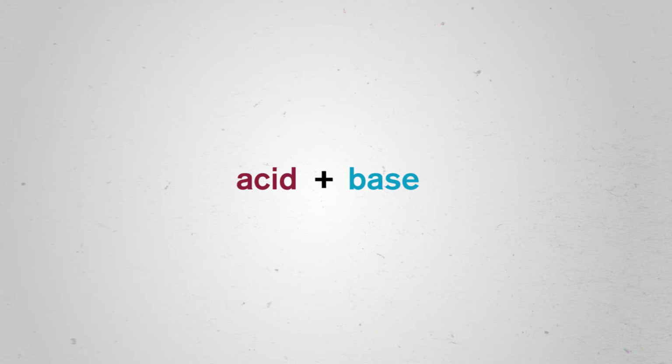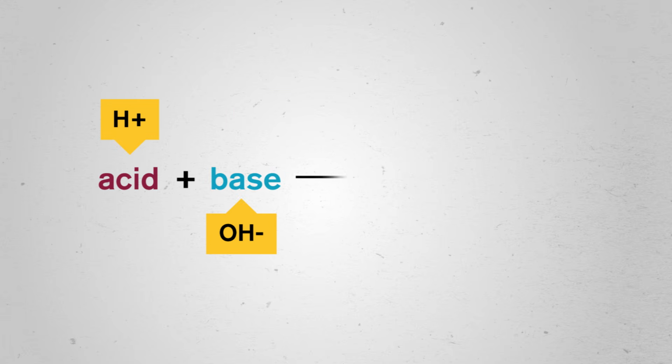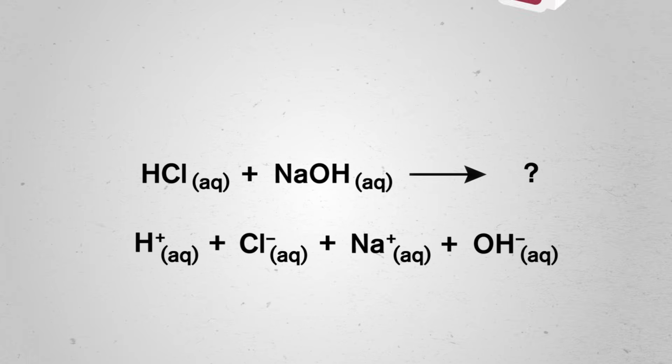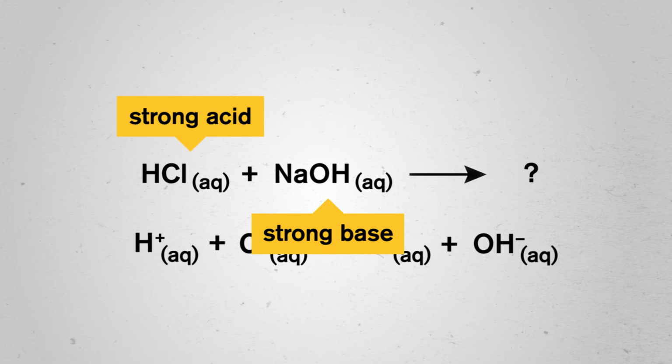We hang out. Here's where neutralization comes in. When an acid and a base react together, their H+ and OH- ions combine to produce water and a salt. Let's break out the old ion vision glasses again to see this happen with a reaction between a strong acid, hydrochloric acid, and a strong base, sodium hydroxide.